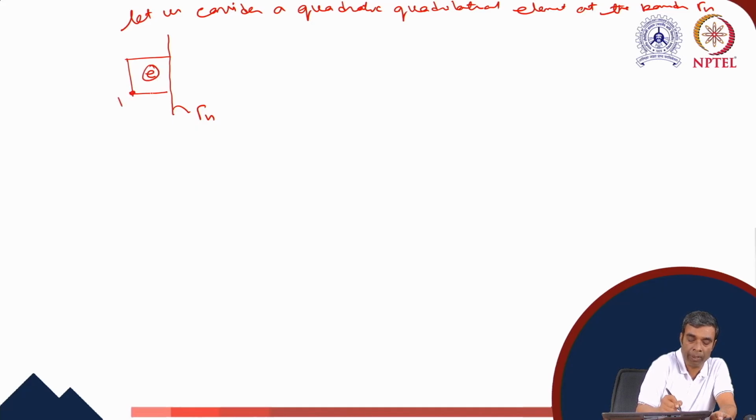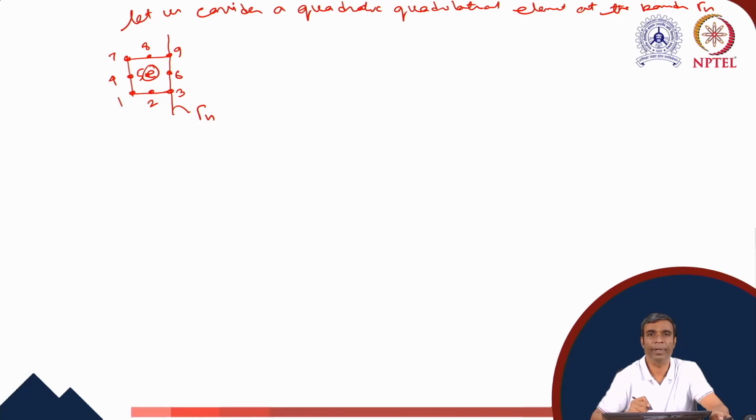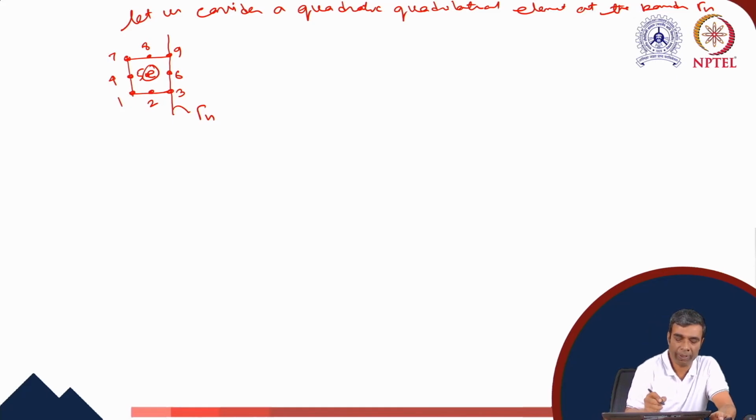So local nodes 1, 2, 3, 4, 5, 6, 7, 8, 9. So this node numbering here, I did not follow counterclockwise node numbering. I have given this numbering without any convention. So this is only for illustration purpose. Okay.